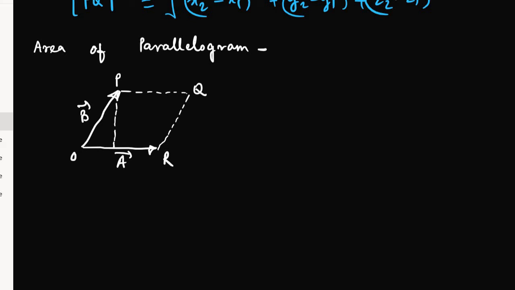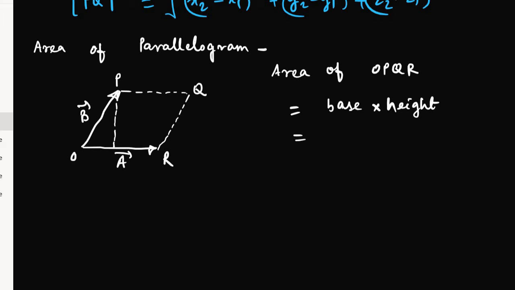Okay, so we know what the area of a parallelogram is. Area of OPQR, what would it be? It would be base into height, isn't it? If it is base into height, what is the base here? This is OR, right? So the base is simply the A vector. But what is the height? How to find it out? The height is actually, I will write it here, another point X, PX is the height. How to find out the PX value?